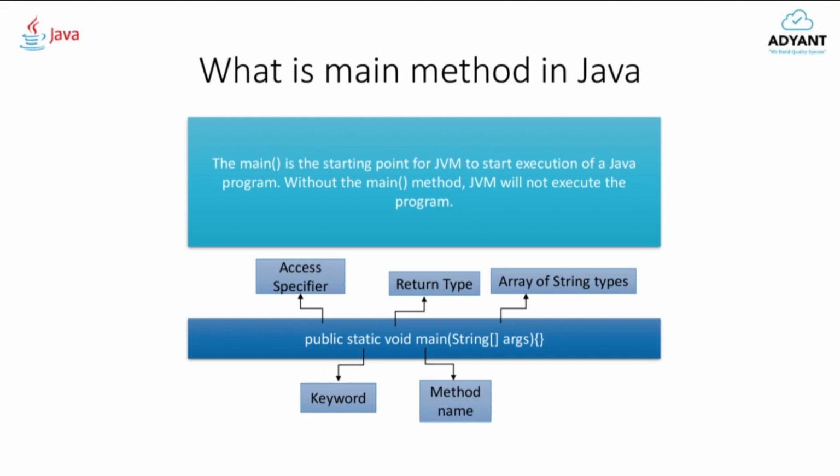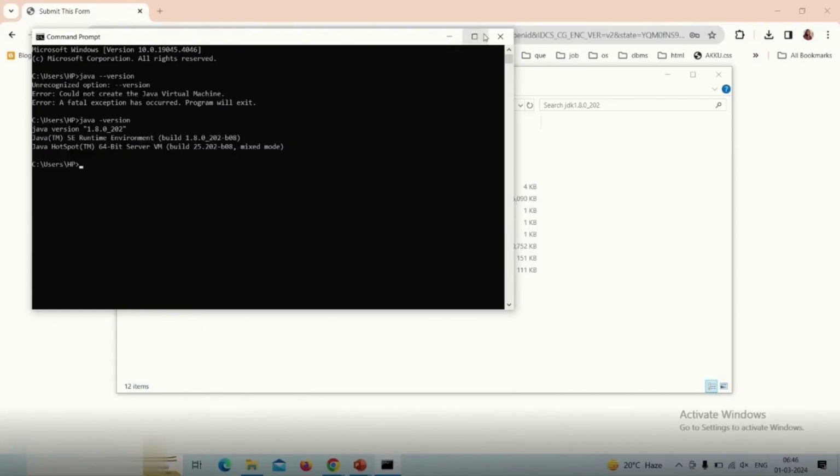In this slide, we are going to learn what is the main method in Java. From an interview perspective, it is a very important question that can be asked in an interview. So the main method is the entry point for any Java application. It is the method that the Java Virtual Machine calls to start executing the program.